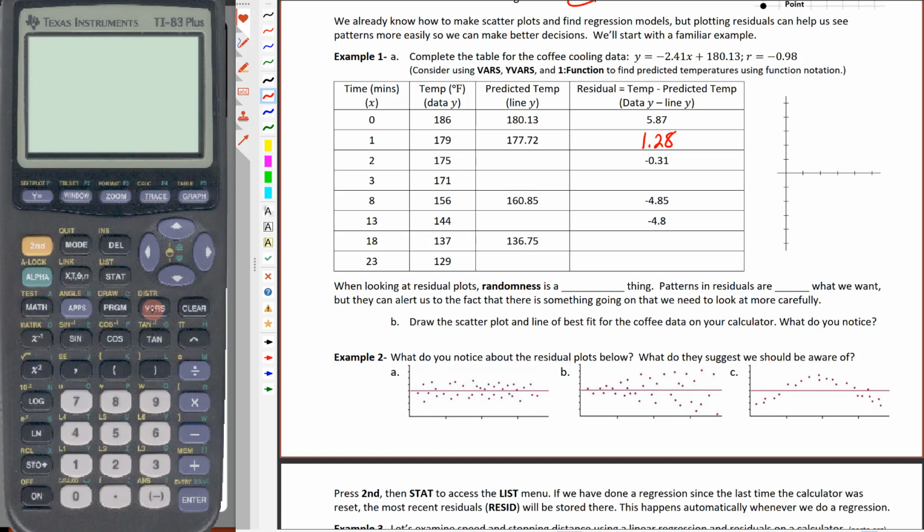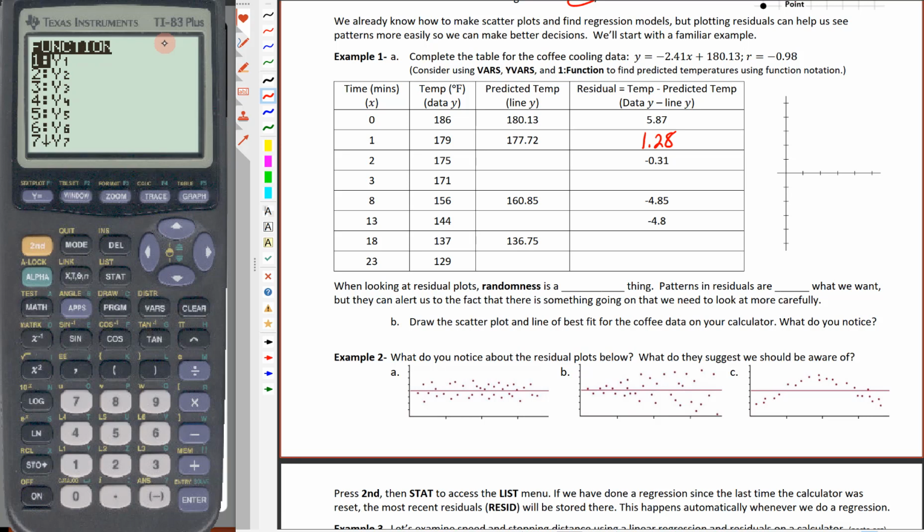So I'm going to hit the vars button. Vars is right there on the calculator. So I'm going to hit vars, then we're going to do y-vars. We're going to come over to this second one, and then we're going to hit number 1, function. Now notice what this does. This gives us a list of all of the functions in the y equals menu.